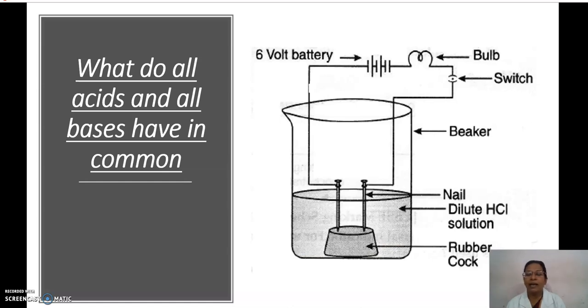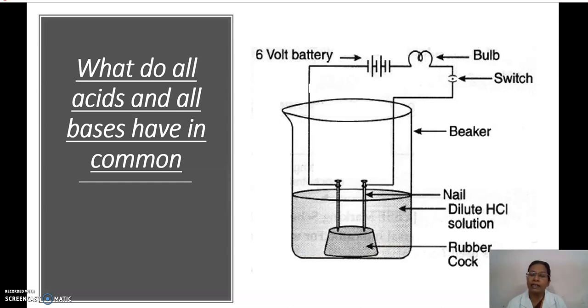In a beaker, dilute hydrochloric acid solution is taken, and two iron nails are fixed in a cork, with a 6-volt battery, a bulb and a switch. After the experimental setup, when the switch is on, you can see that the bulb is glowing. When the bulb is glowing, we can understand that there is a flow of electricity in it.